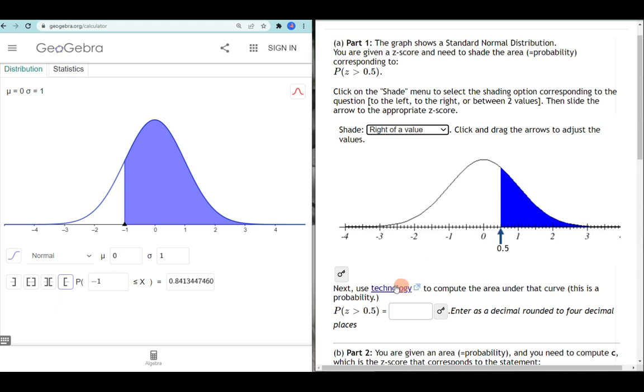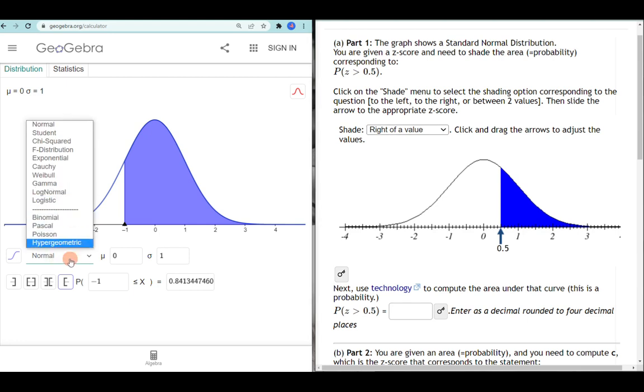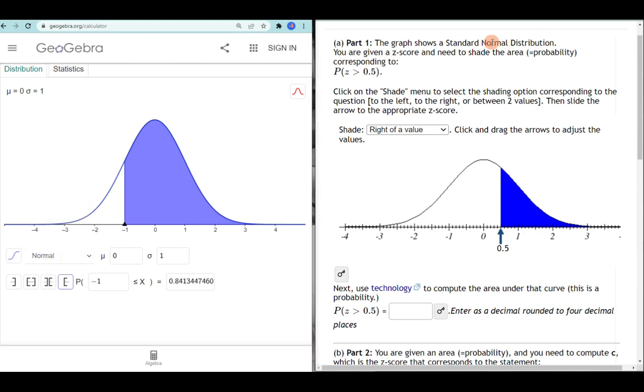I've got the shading. Now, to use technology to compute what this actual shaded area is, I'm going to move over to my probability calculator. To use this, first I need to make sure that I have normal selected, because it is told that this is a normal distribution. And because it is a standard normal distribution, I should make sure that my mean, symbolized by mu, is 0, and that my standard deviation, symbolized by sigma, is 1. This is the default for the probability calculator, but it's good to double check. If it's standard, it should be 0 and 1.